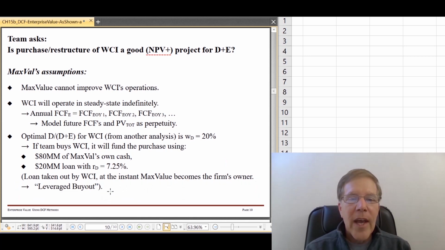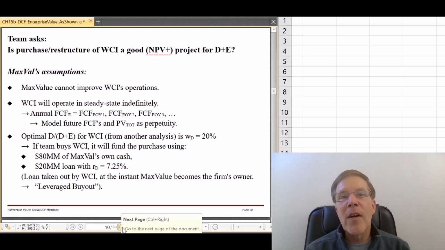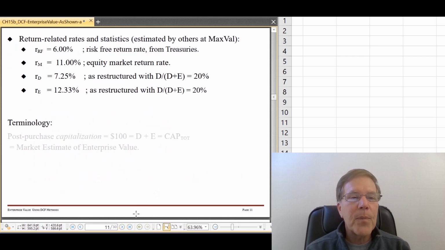So again, this is called a leveraged buyout. It's just like last chapter, except this time we know who is going to be giving the loan to WCI at the moment that the firm is purchased. And whoever is giving them that loan is part of our enterprise value team. Okay, so we have some return-related items, just like last time: RF, RM, RD, RE. I've computed RD. The important thing is that these are as restructured with that 20% leverage in both cases. So that's good.